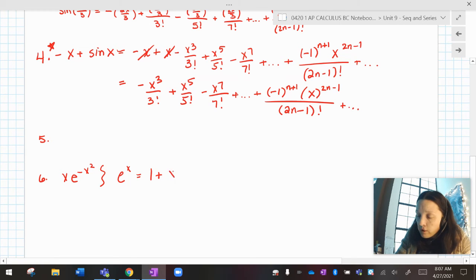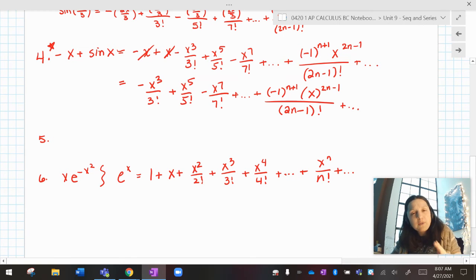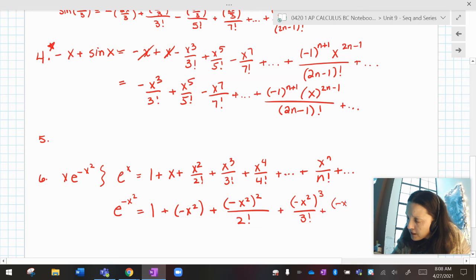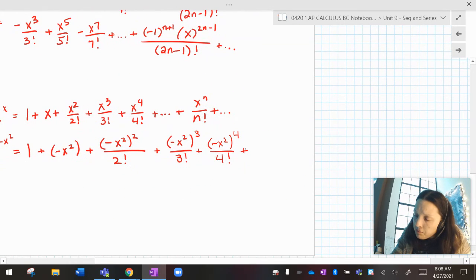So e to the x, e for everything: 1 plus x plus x squared over 2 factorial plus x cubed over 3 factorial plus x to the 4th over 4 factorial plus x to the n over n factorial. Everything. All right, now I got to think about the order that things happened here. I multiplied e to the negative x squared by x. So I'm going to write this as e to the negative x squared and change all of my x's into negative x squared. So 1 plus negative x squared plus negative x squared squared over 2 factorial plus negative x squared to the 3rd over 3 factorial plus negative x squared to the 4th over 4 factorial plus negative x squared to the n over n factorial.